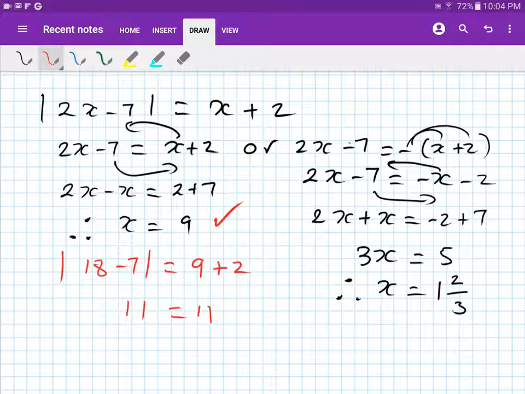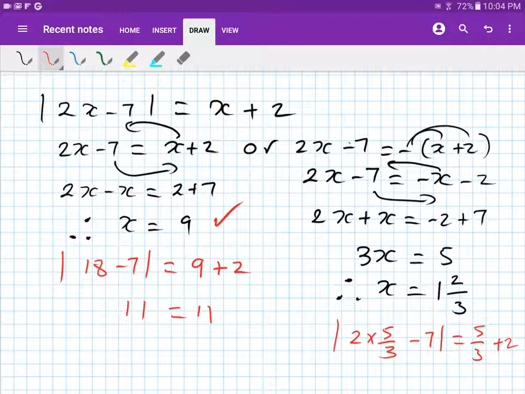Now, this one I substitute in here as well when x equals 1 and 2 thirds, but I don't substitute 1 and 2 thirds. I just put 5 over 3 in there. So the absolute value of 2 lots of 5 over 3 minus 7 is equal to, putting in there 5 over 3, plus 2.